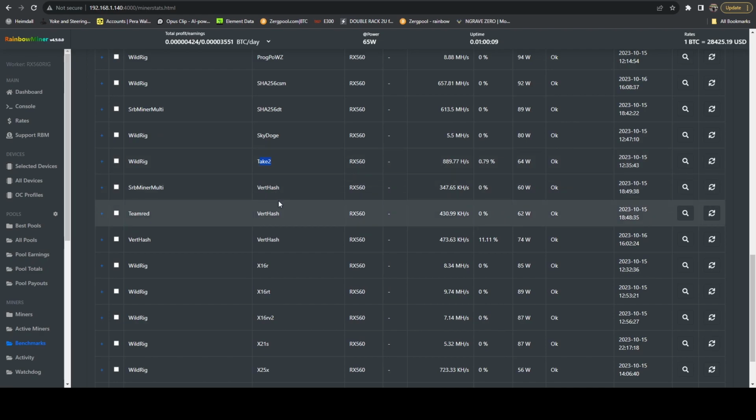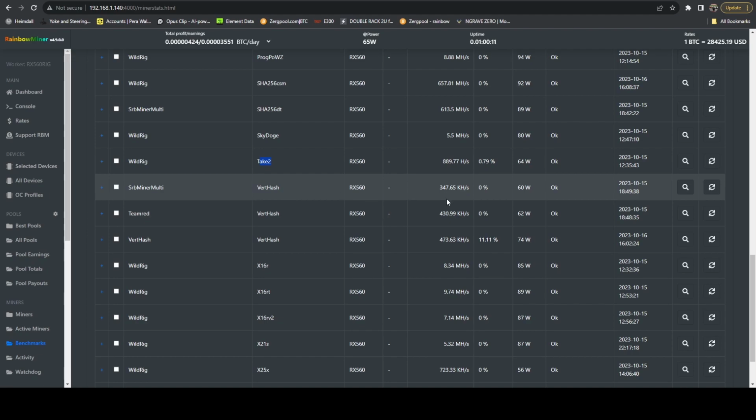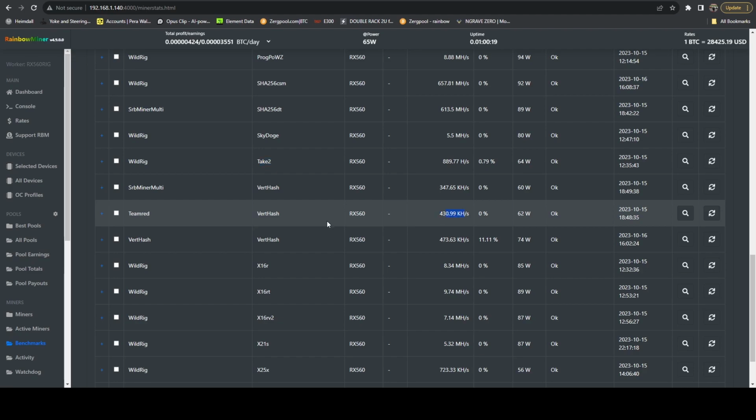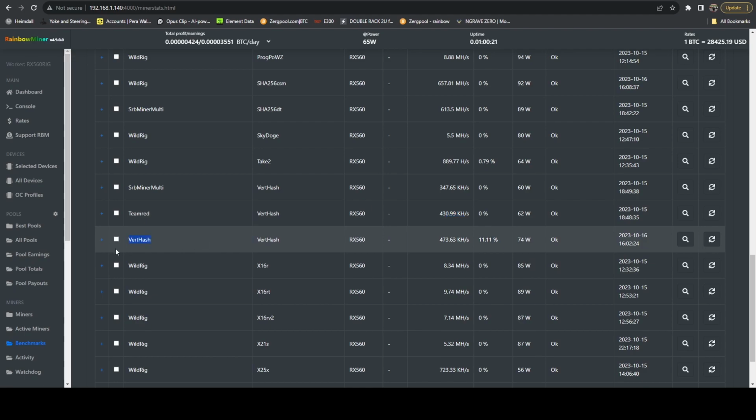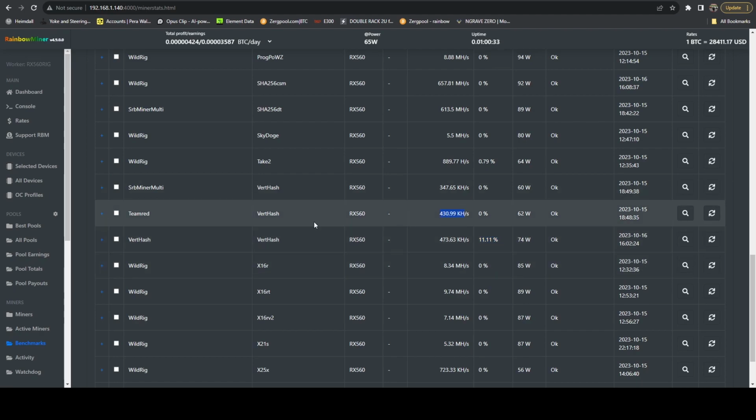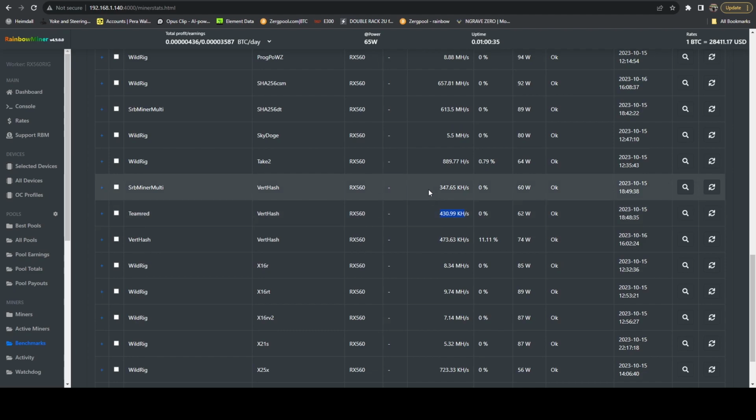VertHash, one of my favorite coins to mine with these cards. Here you can see that Team Red Miner does have some optimizations for that, so we were able to achieve 430 kilohashes per second. But what's interesting about this is VertHash, which is a generic miner, was able to achieve 473. However, we did get 11% rejected shares. So in these scenarios, I tend to like to use Team Red Miner, if possible.